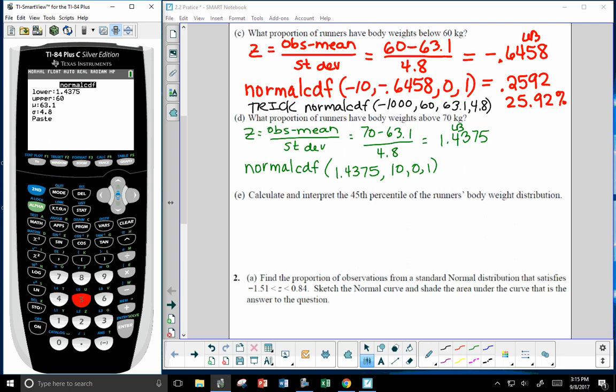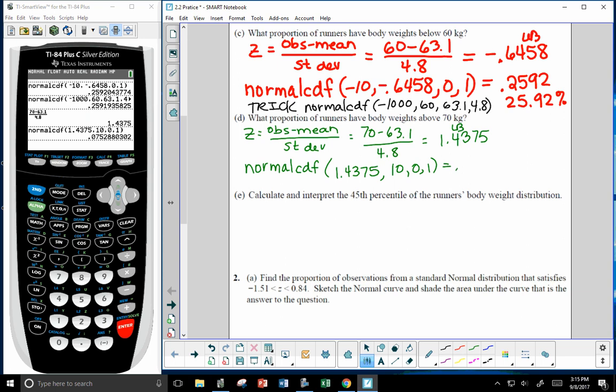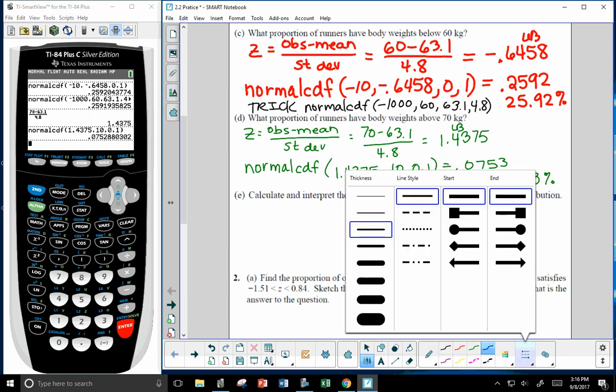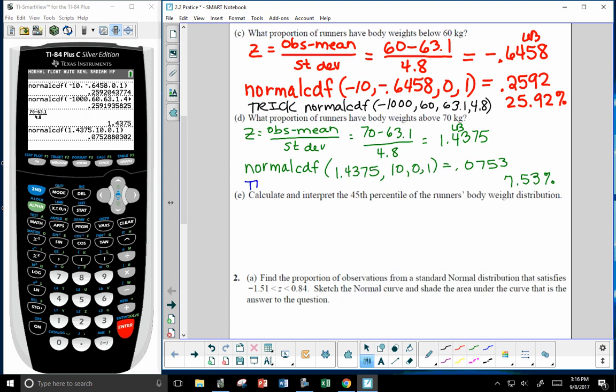And then the trick way of doing it instead, you would just go straight to normal CDF. You would not find a z-score. You would put 70 out to a big number representing positive infinity. You would put 63.1 for the mean, 4.8 for the standard deviation, and hopefully we'll get the exact same answer. So second VARS number 2, 70 for the lower, big number representing positive infinity. Remember, we're going above, so that's why we're doing positive infinity. And then 63.1 for our mean, 4.8 for our standard deviation. And so you see we do get the same exact answer that time.